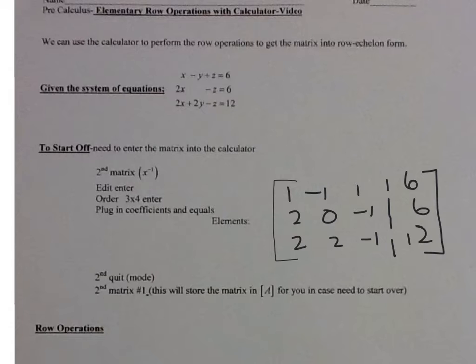Okay, and then you're going to hit second quit on the calculator. And then you're going to hit second matrix, number 1. And then what this will do, this will take your matrix and store it in A. So we're doing this just in case you make a mistake and you need to start over. This way, this will already be in the calculator and we don't have to re-enter it into the calculator.